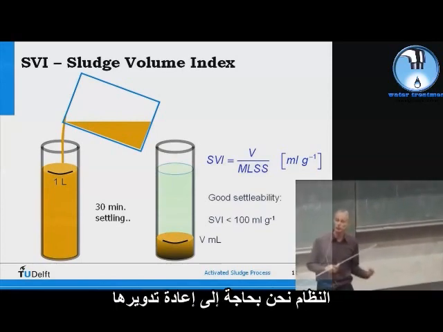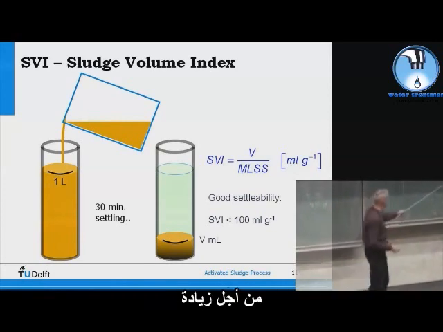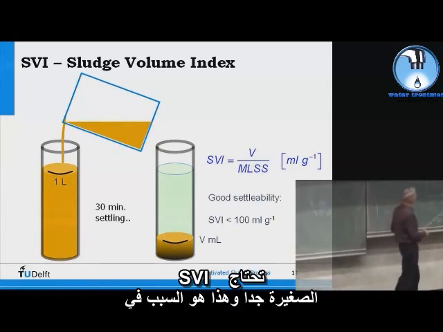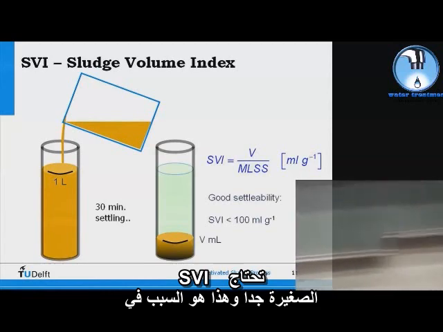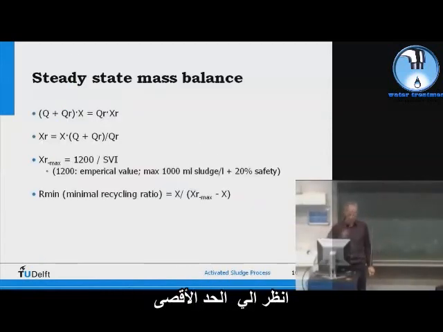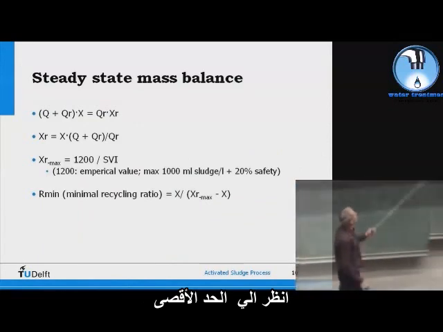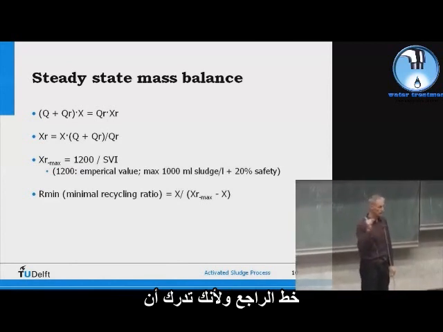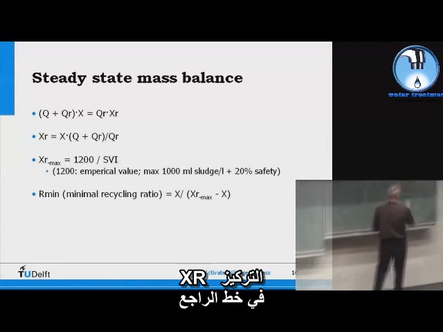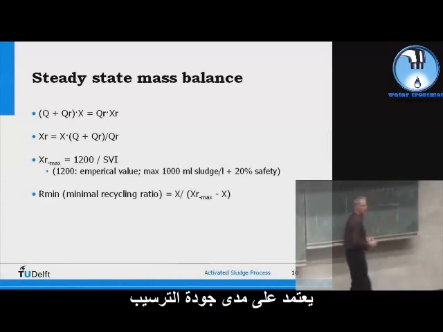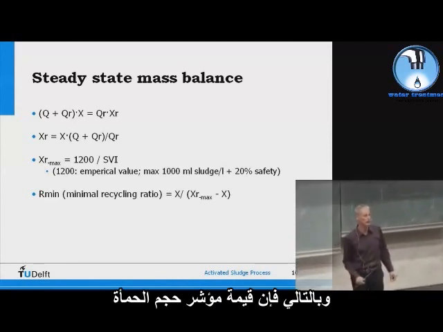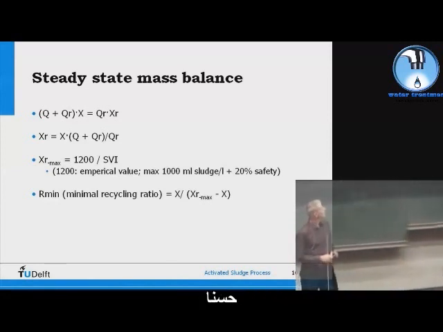And again, we need to keep the sludge in the system. We need to recycle it in order to increase the concentration in the aeration tank. So we need small SVIs. That's why the SVI comes back, I'm now going back to the previous one, in looking at the maximum attainable sludge concentration in the return line. Because you realize that the concentration XR in the return line depends on how well it settles. So the value of the sludge volume index. All right?